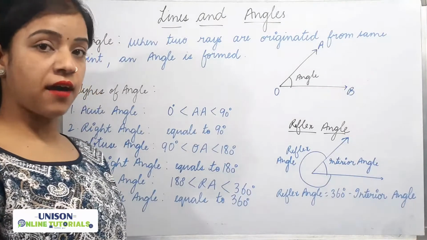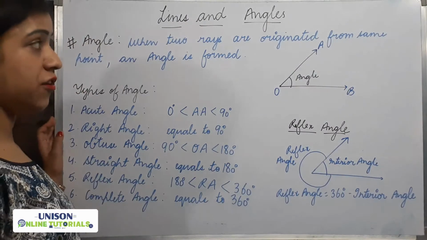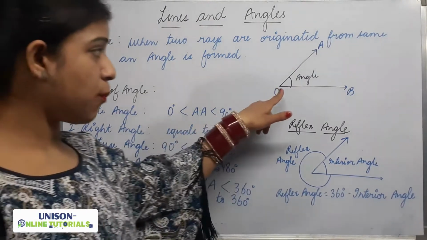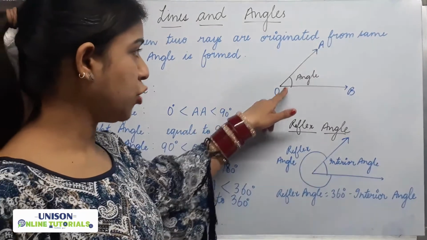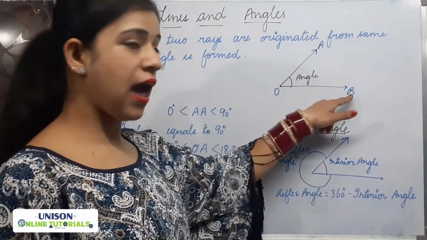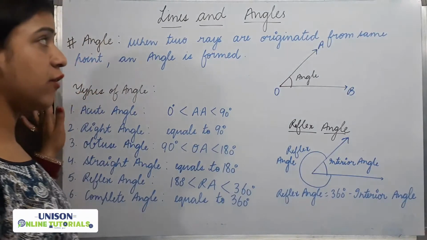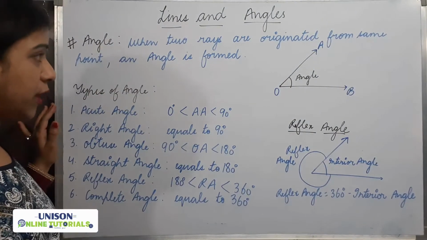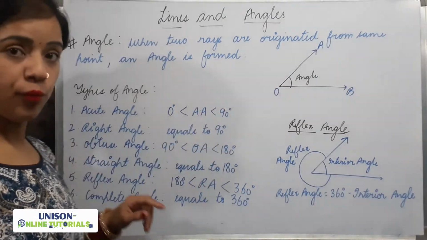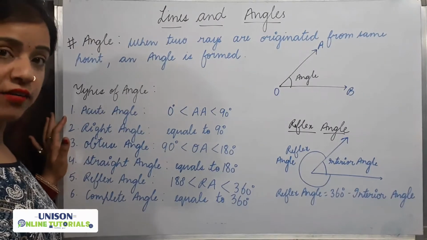Now we will discuss angle. When two rays originate from the same point, and from this point two rays originate, OA and OB, this is an angle. So we can say that when two rays originate from the same point, an angle is formed. Now we have six types of angles.